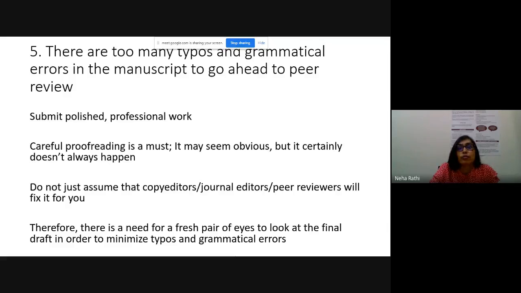Oh yeah, this could be frustrating, and this is not just for your journal article, this is for your thesis or dissertation. I don't know what you people call it here. There are too many typos and grammatical errors in the manuscript to go ahead to peer review.